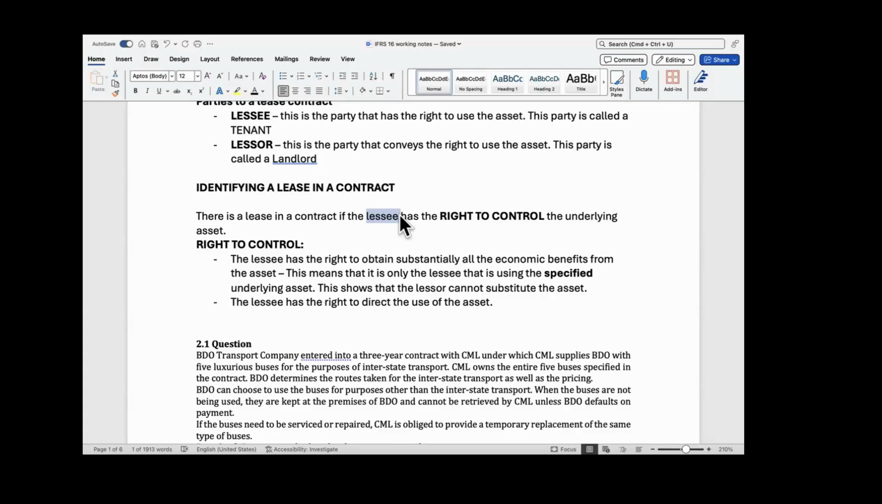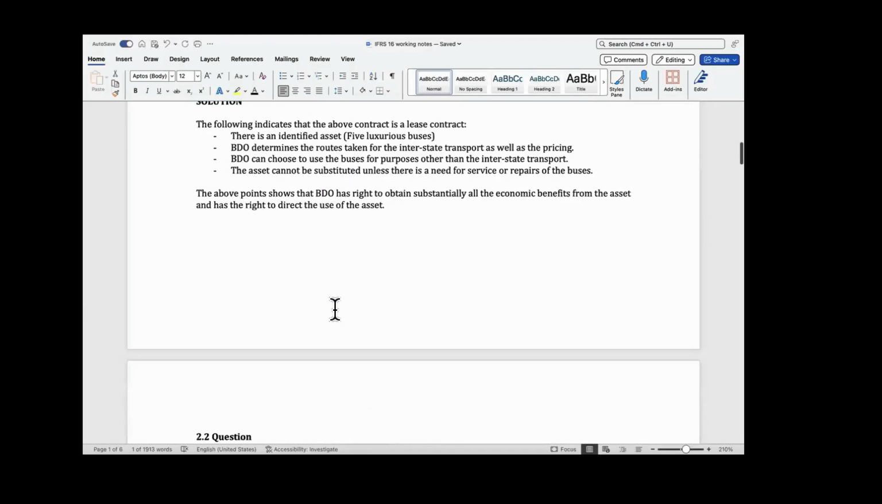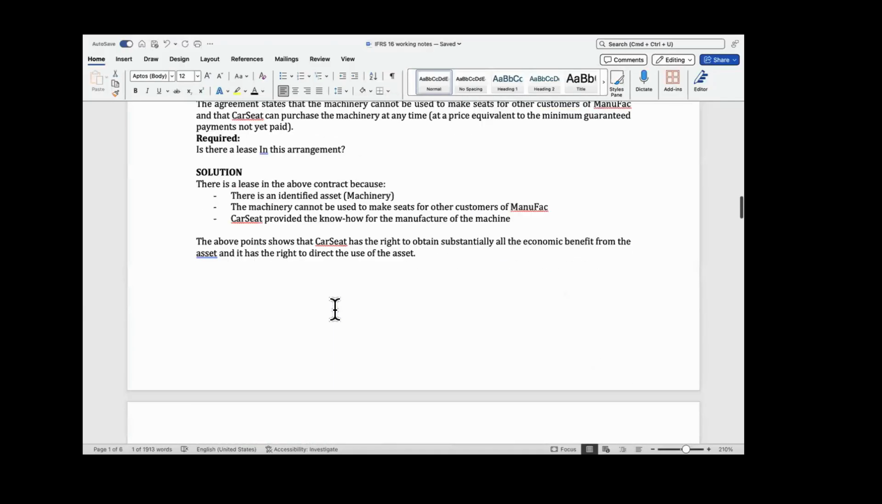And when we say right to control, it means two things. It means that the lessee has the right to obtain substantially all the economic benefits in the asset, and also the right to direct the use of the asset. We looked at some questions to learn about right to control, and we solved them.